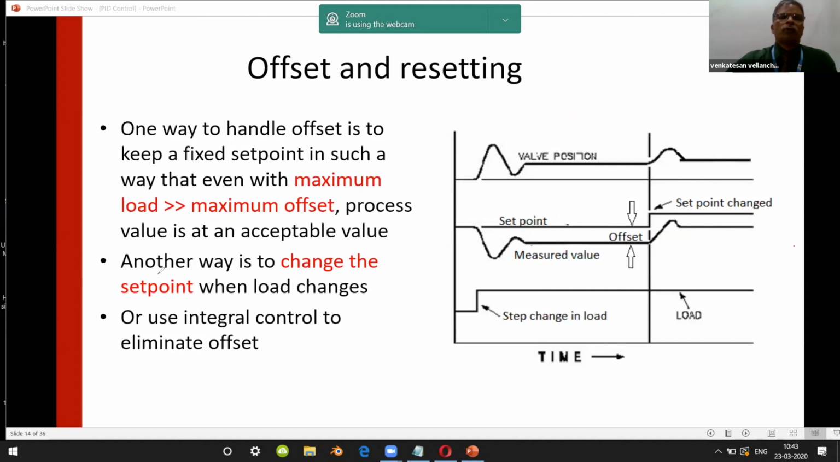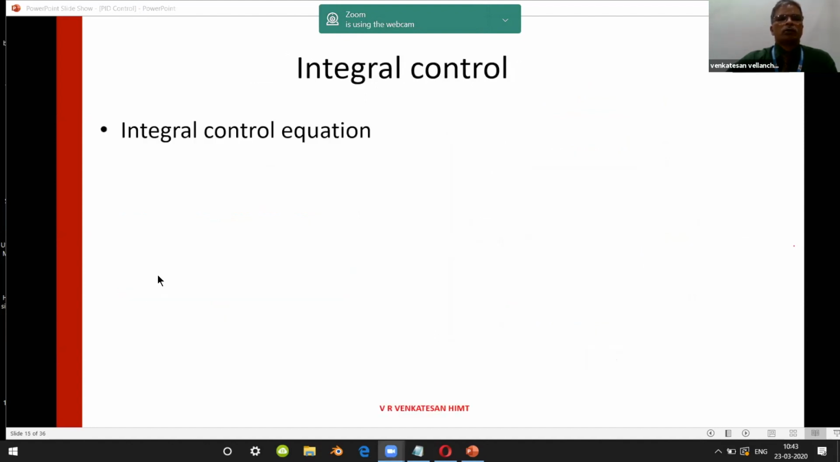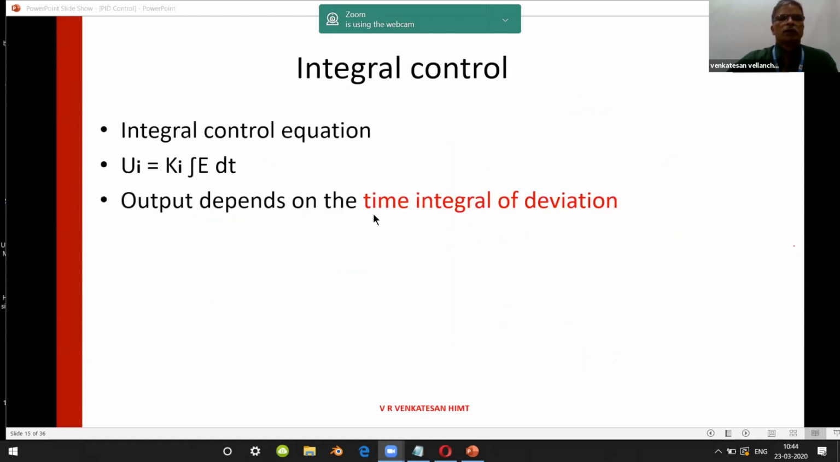So the main purpose of integral control is to eliminate offset. You can understand this when you look at this equation. In integral control, this is the formula. The output of the integral control is proportional to the time integral of error. This is the integral sign, this is error. So it is not just the value of the error which matters. It depends on the duration, how long the deviation remains. That also matters in this case.